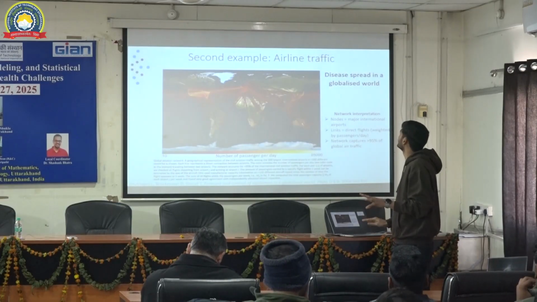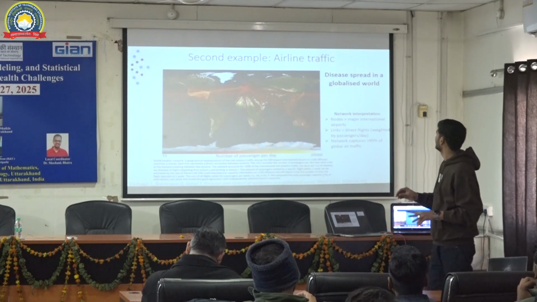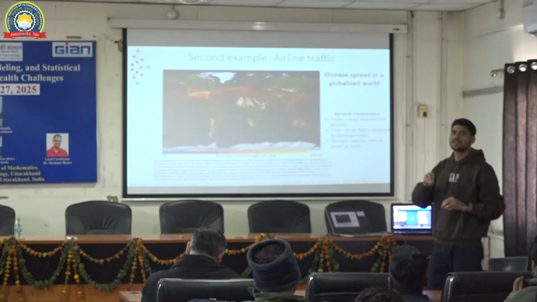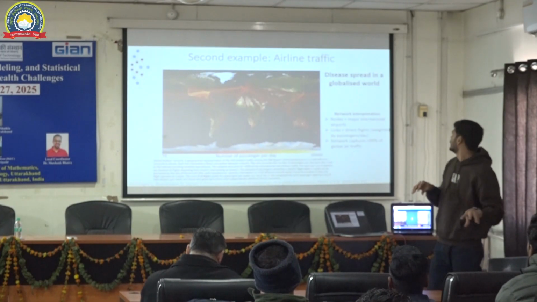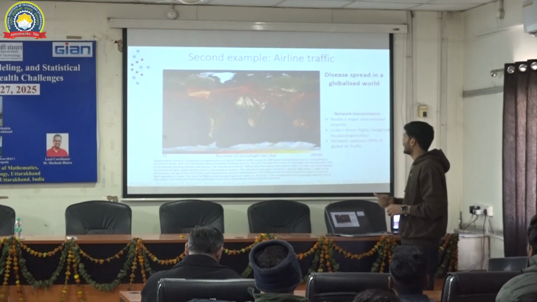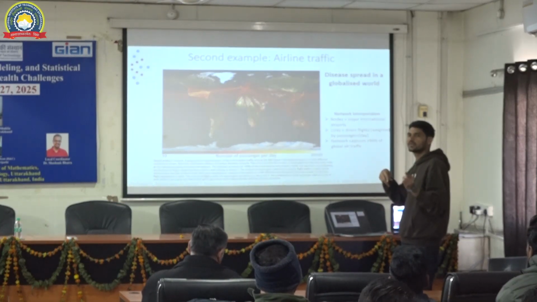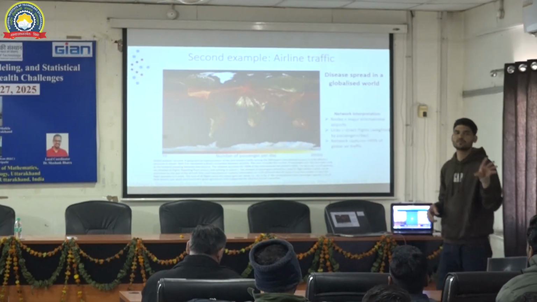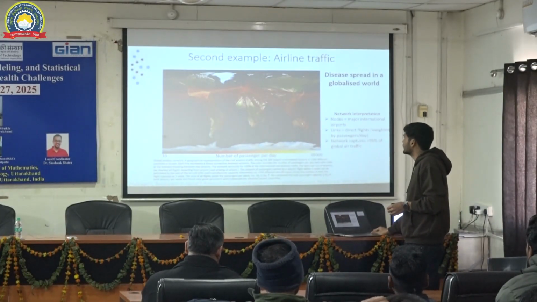The second network is the global aviation network. It shows how disease spreads in a globalized world from one country to another, and from one airport to another airport. It's a very good network and it's published in a very good paper. Here the color represents the number of passengers transferred from one airport to another by flight, and they also contribute to the spread of disease in the global world. So that's why we need to discuss the network.